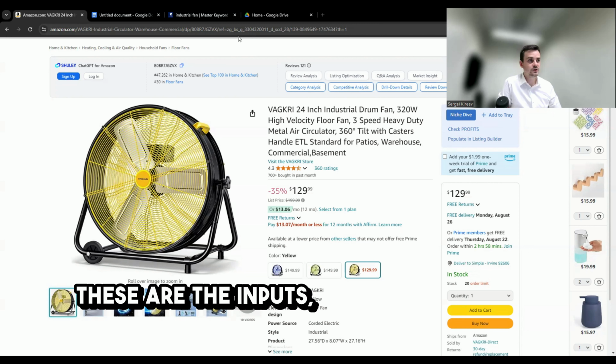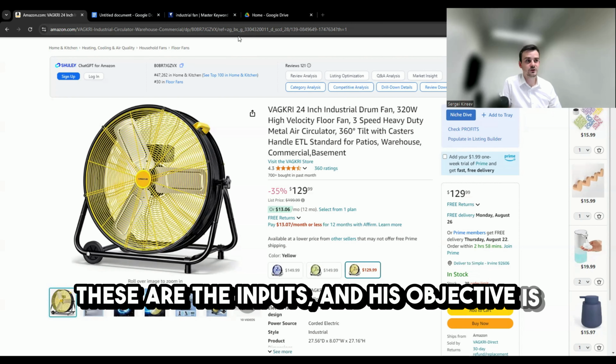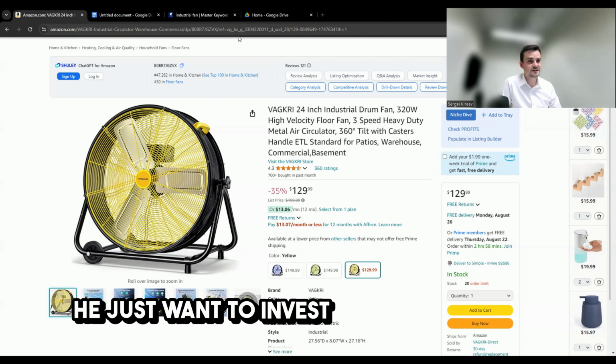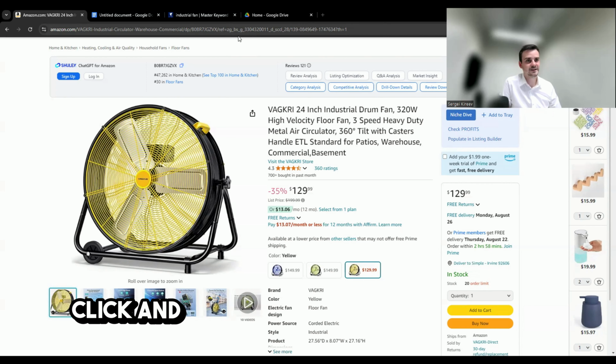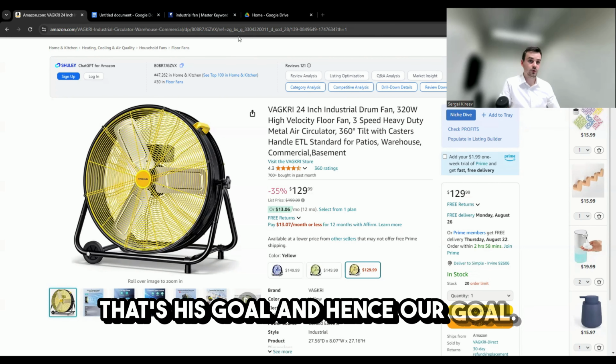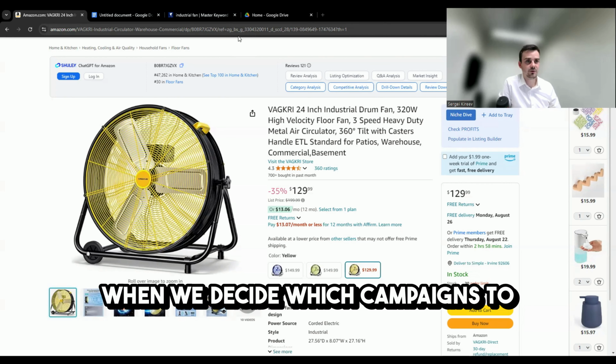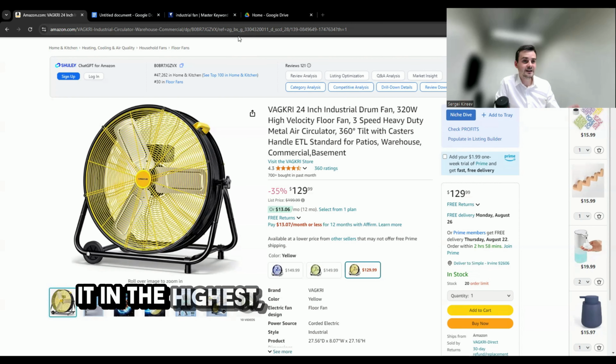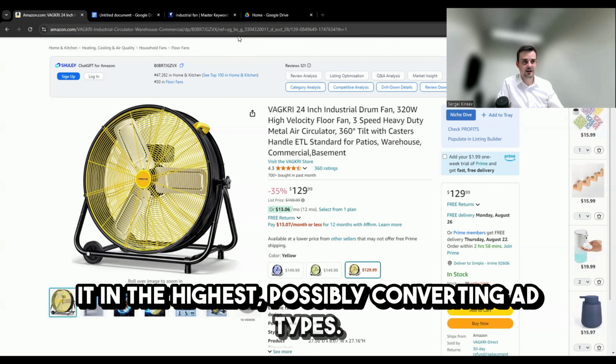These are the inputs, and his objective is not to grow brand awareness or something. He just wants to invest dollars in pay-per-click and see the increase in total sales. That's his goal, and hence our goal when we decide which campaigns to create. We want to take the 15,000 budget and implement it in the highest possibly converting ad types.